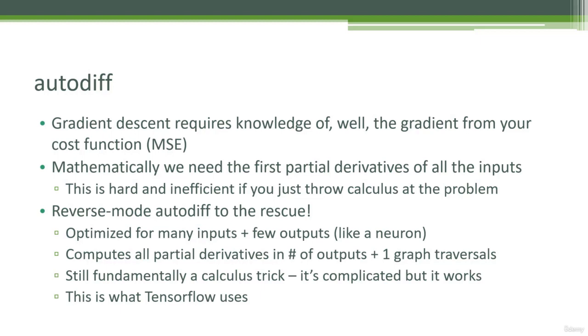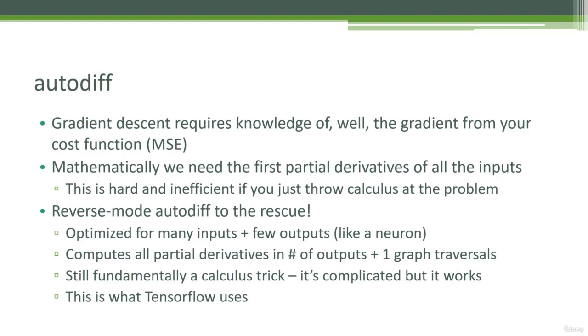So specifically, we use something called reverse mode autodiff. And what you need to know is that it can compute all the partial derivatives you need just by traversing your graph in the number of outputs plus one that you have. And this works out really well in neural networks, because in a neural network, you tend to have artificial neurons that have very many inputs, but probably only one output, or very few outputs in comparison to the inputs.